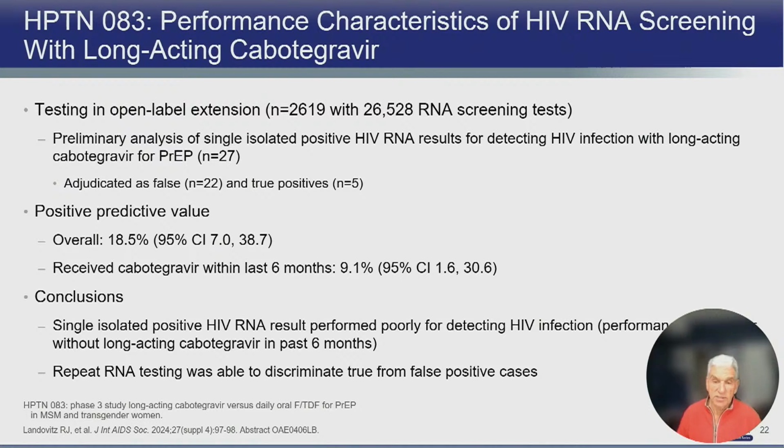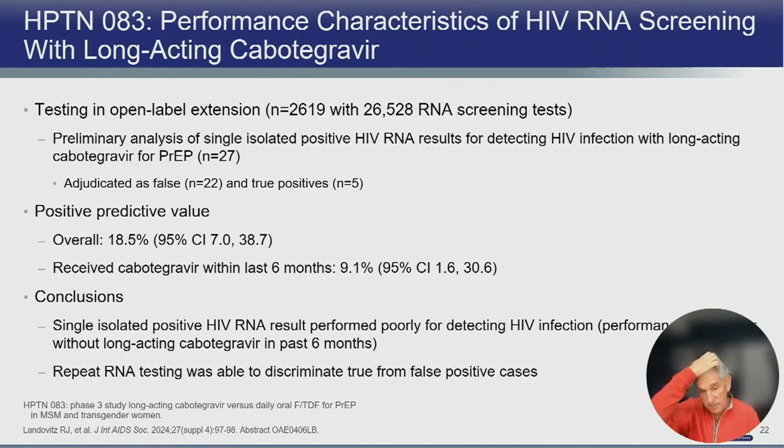In a follow-up study to HPTN 083, where they looked at what the positive predictive value was of a single positive HIV RNA with patients on long-acting cabotegravir, you could see that out of 27 patients, 22 were adjudicated as false and only 5 as true positive. So the positive predictive value was under 20%. And those were the people who had cabotegravir, about 9% of them in the last 6 months.